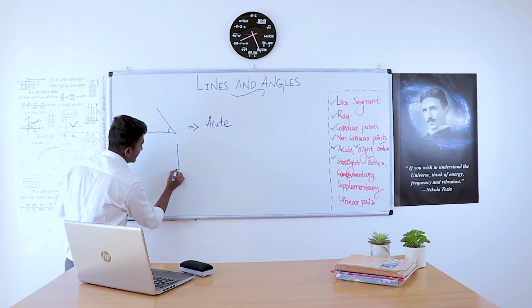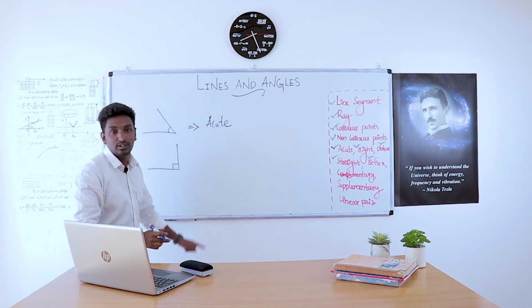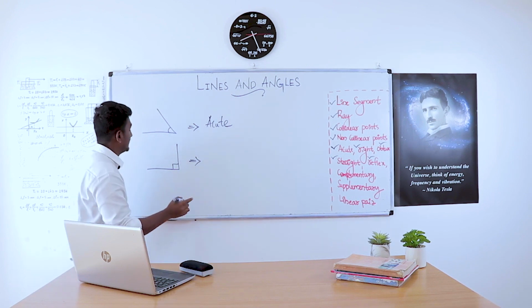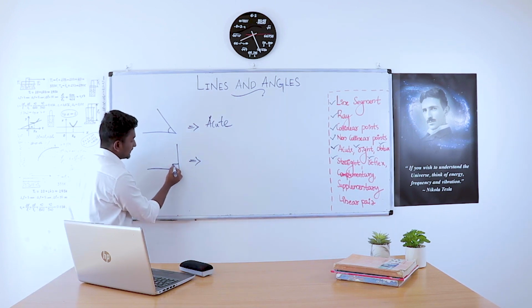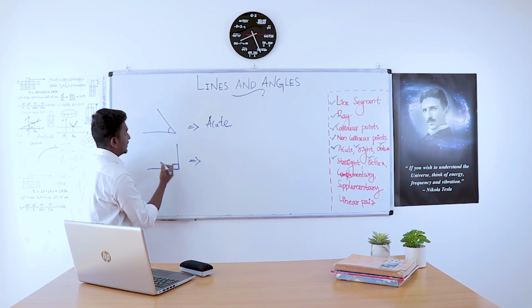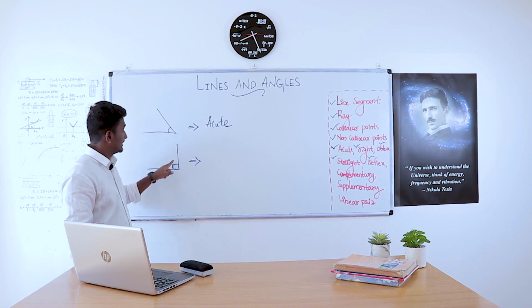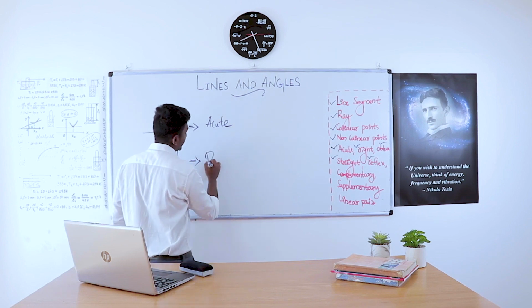When we are considering an angle like this, you know that this is equal to 90 degrees. A right angle is denoted like this, in the corner, like a square. We are representing the right angle, not like this. This is equal to a right angle.